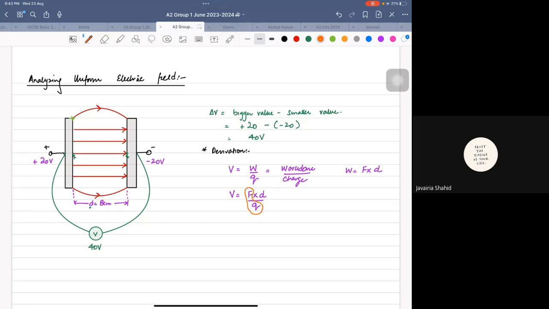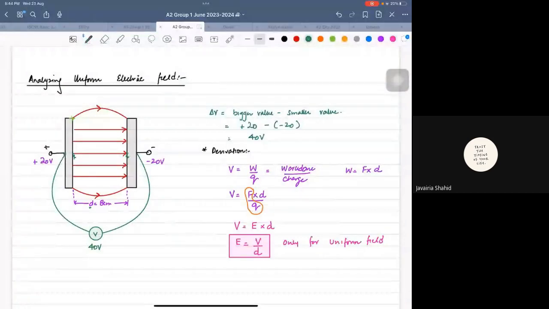Electric field. Electric field strength. Yes, very good. So it means that we will be equal to electric field strength times the distance. Electric field strength has another formula, which is potential difference over the distance between the plates. You get it? This formula is only for uniform fields. It cannot work on non-uniform. So you guys need to remember that.